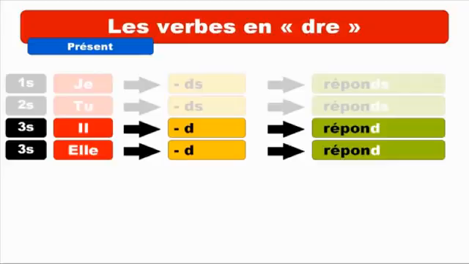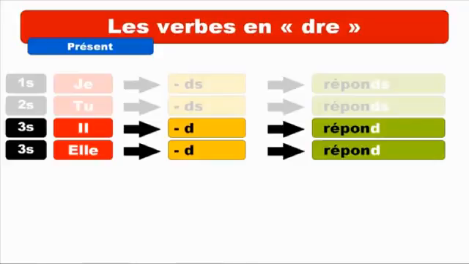Il and elle, so masculine form and feminine form. For il, you've got "d", okay, and you will get this form. Il répond. Repeat. Il répond. Alright, so it's actually the same form that you did pronounce for je and tu, and then for elle it's the same thing, it's elle répond. Repeat. Elle répond.